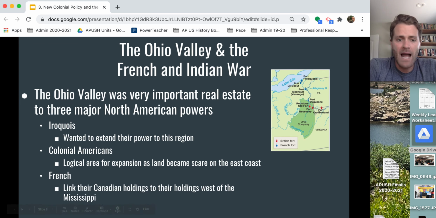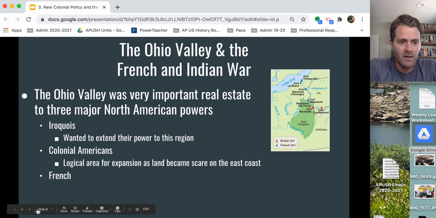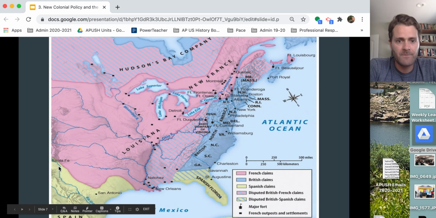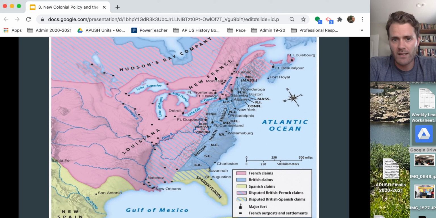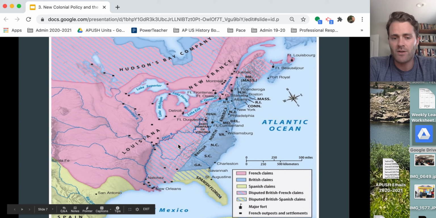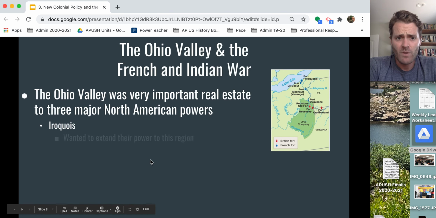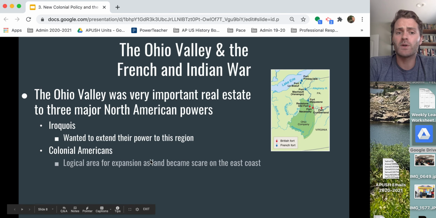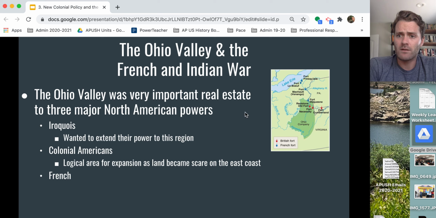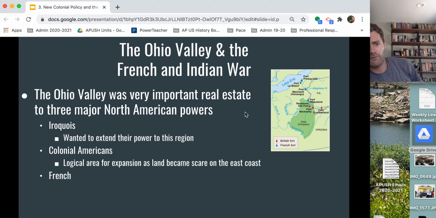Right? If we go back just a little bit to this slide, we see the French have consolidated their control over the Great Lakes region here, and they have control over the New Orleans region here. So the Ohio River Valley is important to link those two regions that the French value very greatly. So all three groups are going to want control over the Ohio River Valley.